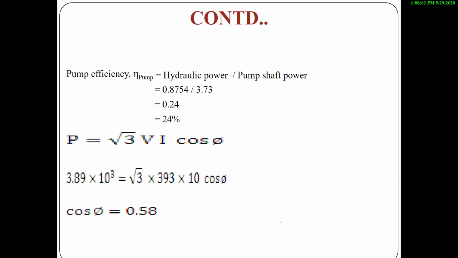Next is pump efficiency. Pump efficiency is calculated as hydraulic power divided by pump shaft power. Both values are known. Therefore, we are getting 24% pump efficiency. Next is power. From the power we will calculate the power factor, which is the cosine of the angle between voltage and current. Cos phi is the power factor. This is the power factor we are calculating.